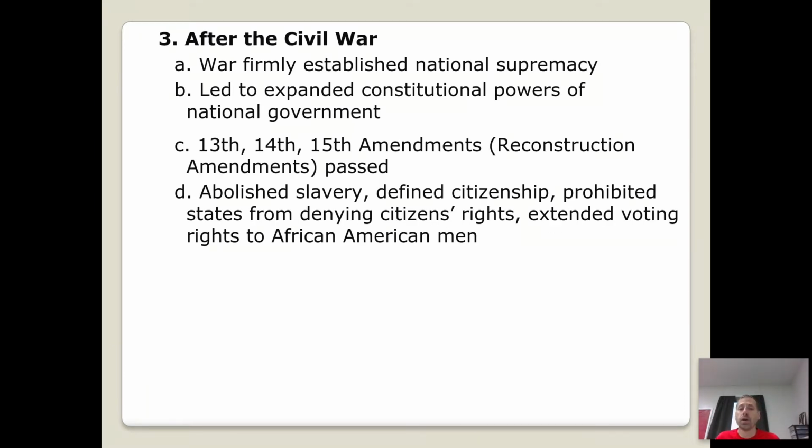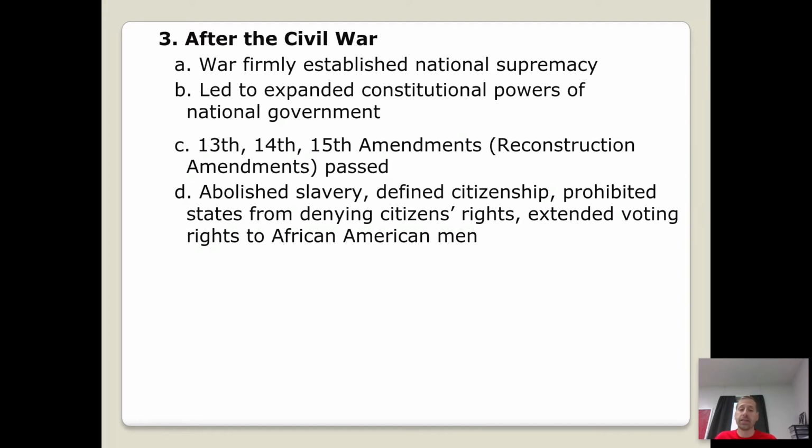We know the Union won, the South or Confederacy lost. And so the Civil War ended the idea of nullification. It ended the idea of secession, that we know as a result of the Civil War, the national government is supreme. And so the national government is going to expand its authority.